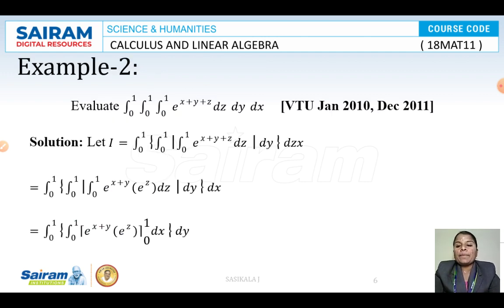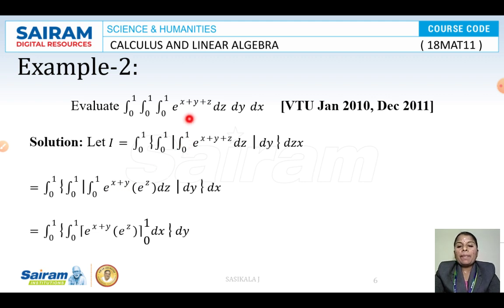So next example, evaluate. Here also the integrations will be 0 to 1 for all, and e power x plus y plus z into dz dy dx. So it varies from 0 to 1, 0 to 1, 0 to 1 as given. So you can choose it in any order. So as I'm going to take x, y, z, all the three are constants. We can choose it in any order.